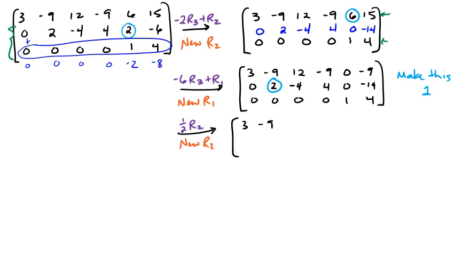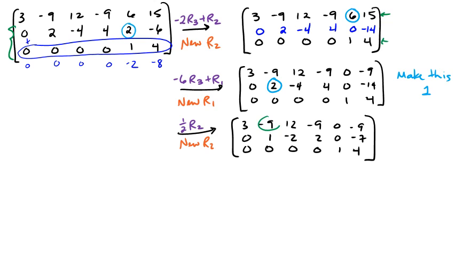So this remains the same. Everything in row 2 I'm going to divide by 2, and row 3 remains. All right, so 2 of my pivots are 1, but now what I need to do is, let's see here, I need this to be 0 because everything above and below my pivots needs to be 0. So I need to make this 0.